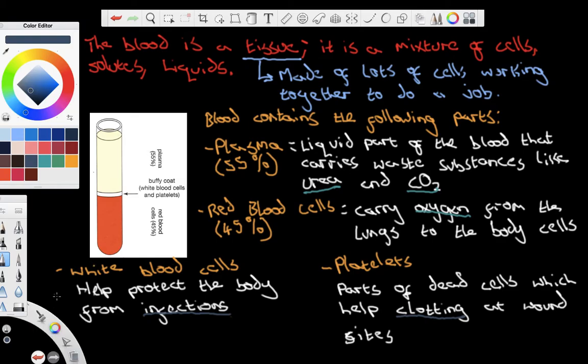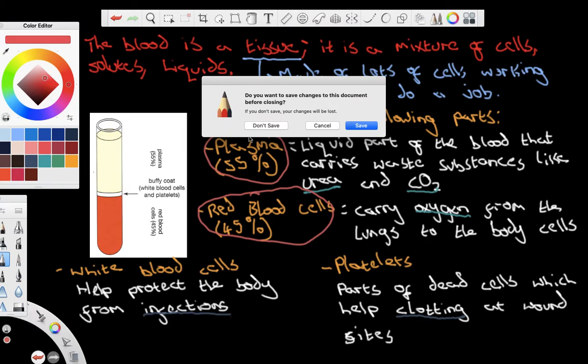So the first part we're going to focus on is the plasma. And the second part we're going to focus on are the red blood cells. And then this lesson will come to an end, because white blood cells will focus on in a later topic, and platelets are just dead parts of cells which stop blood clotting at wounds. Okay? So the first one I'm going to go through relatively quickly.